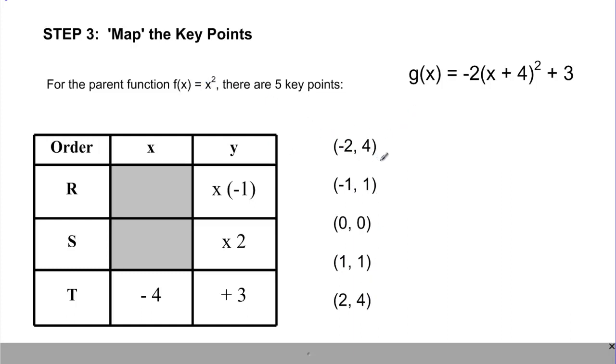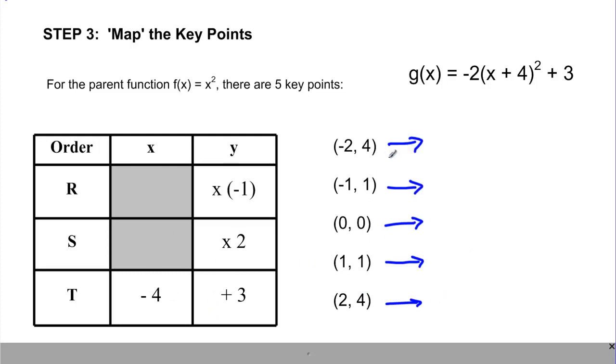These are our key points, and you're going to need to memorize what these are. Each parent function that we see in this course will have their own key points, and you'll need to memorize those as well. But it'll be pretty easy once you get the hang of it. So now we use the RST chart that we created, and we take these key points and we map them to their new locations. Essentially what we're doing is we're applying all of the order of operations that we said we would be doing from the previous slide, and now using them on these 5 points.